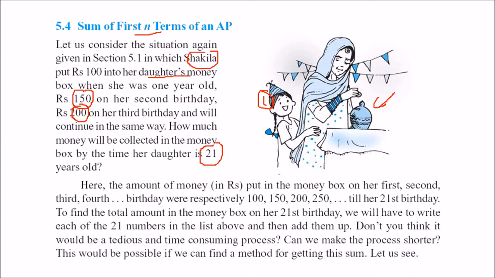So is there any way you can tell how much money this money box will contain when her daughter is 21? The first method is to take 100, 150, 200 till the 21st term, and then add them. Now this procedure seems to be quite tedious and time consuming. So is there any shorter method? Let us see.